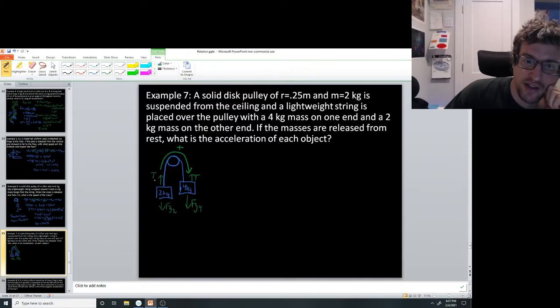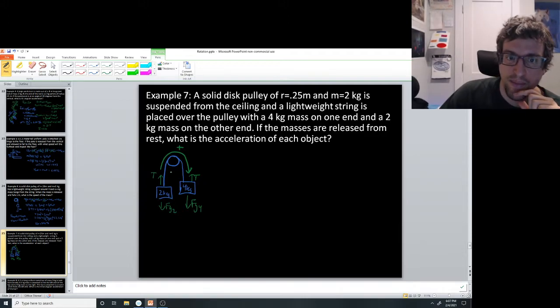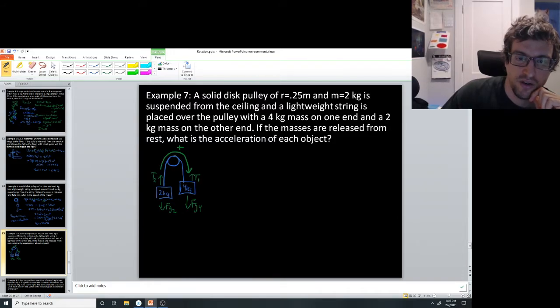These two tensions are not the same if the pulley has mass. Something's got to rotate the pulley, and that means the two tensions can't be equal, otherwise the pulley wouldn't rotate. So I'm going to call this T1 and this T2. And that means that on the pulley, I have T2 and T1.